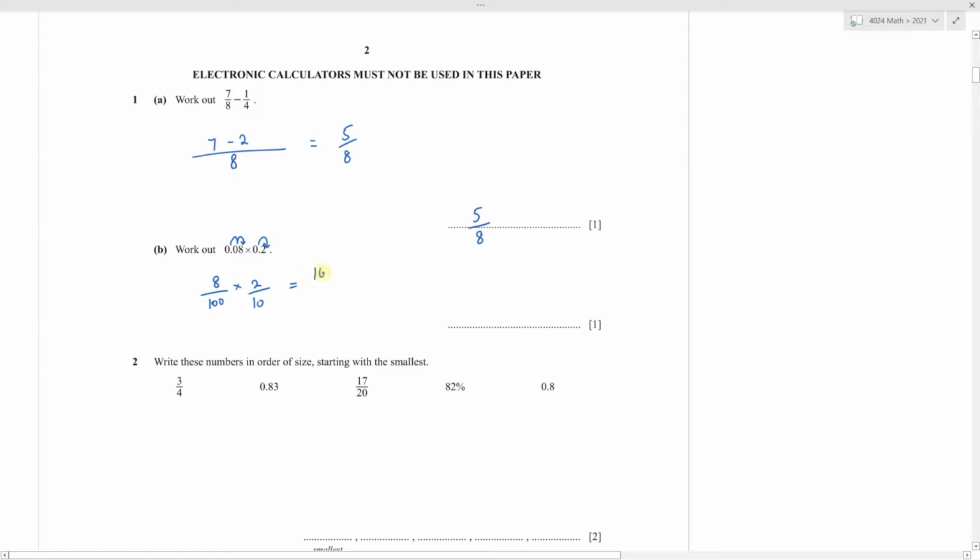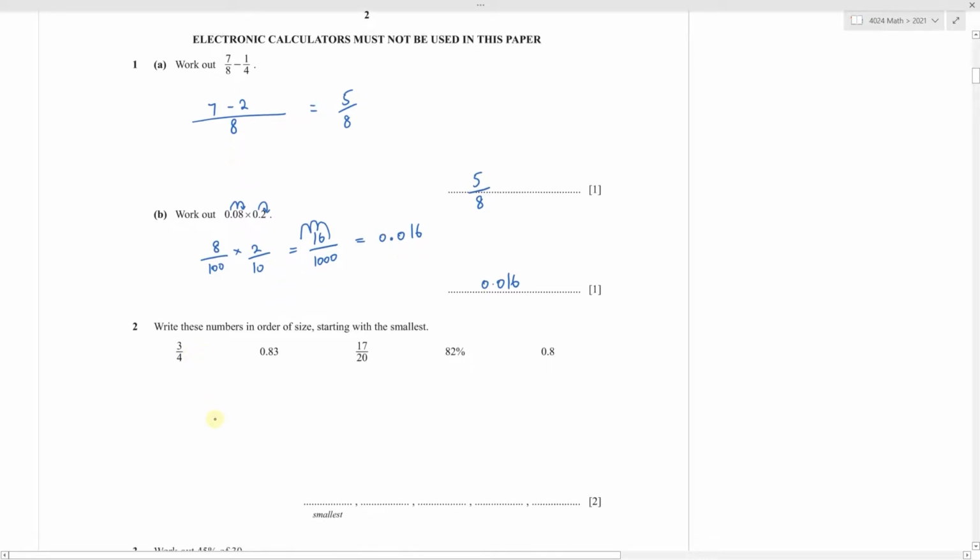And this will be 16 over 100 times 10 is 1000. And then I have 3 zeros, so I will move the decimal from here 1, 2, and then another place 3. So I'll add a 0 here, so this will become 0.016.